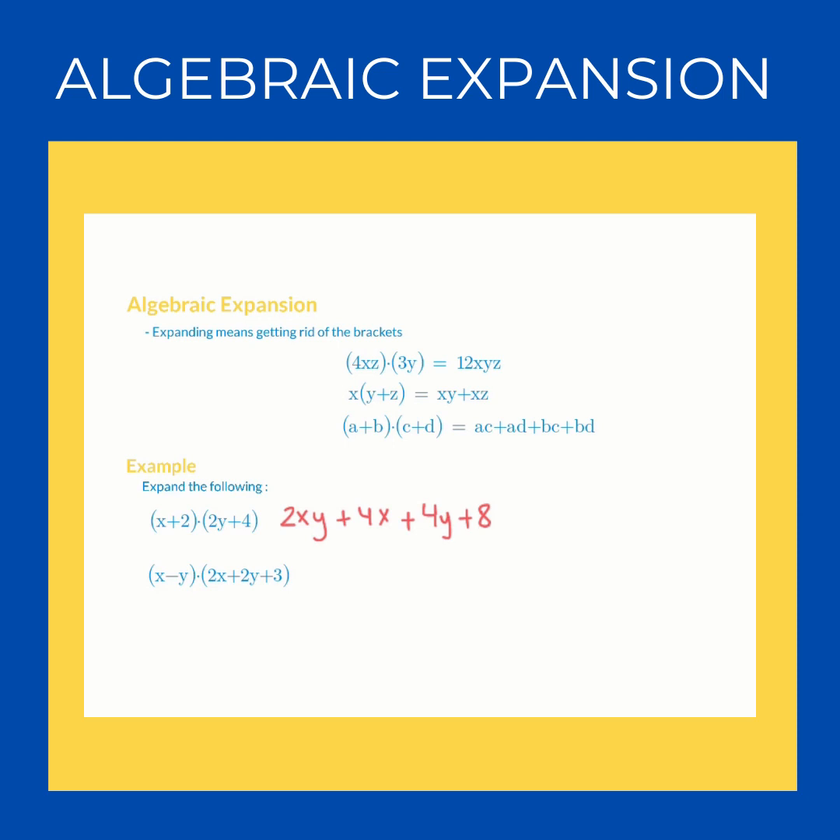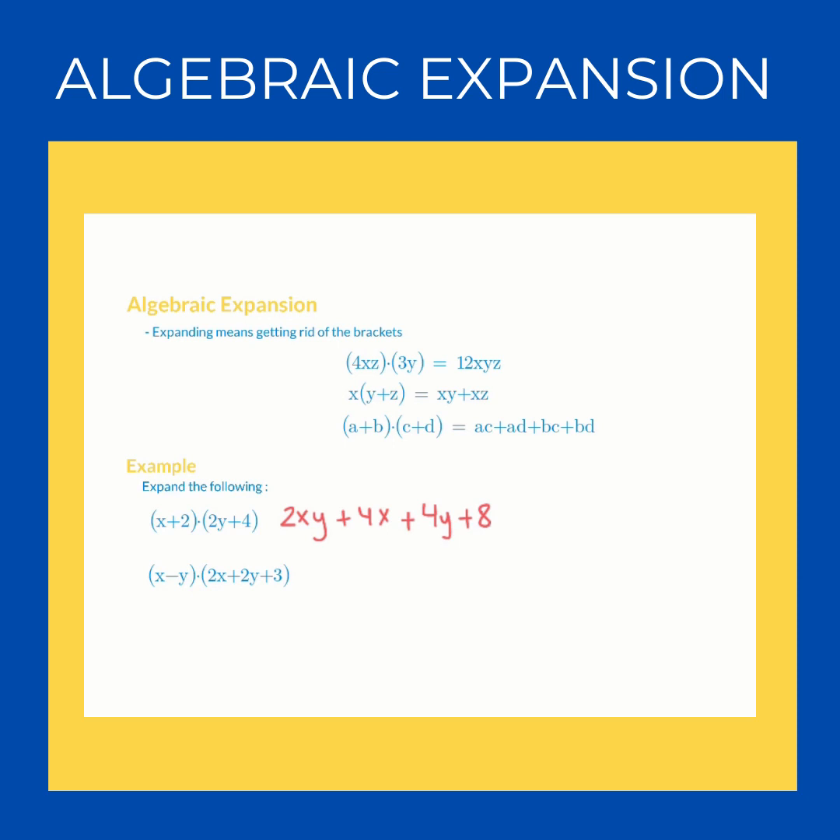In the second example, I have (x minus y) times (2x plus 2y plus 3). So here I will multiply x times 2x, x times 2y and x times 3. Then I multiply negative y times 2x, negative y times 2y, and negative y times 3.